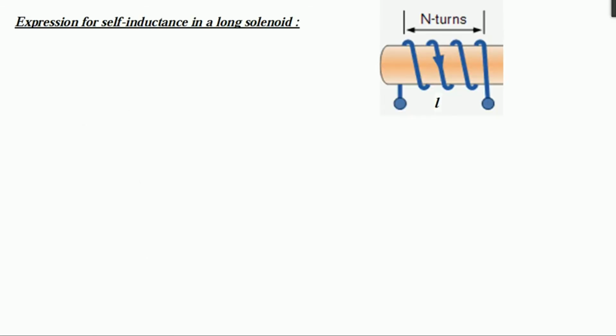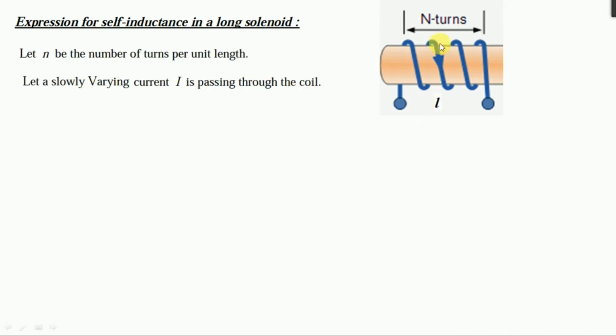Now we will find the expression of self induction of a long solenoid. This is the solenoid we are taking, or we can say it to be an inductor also. It is having N turns and length is L. Let n be the number of turns per unit length, and we are applying a slowly changing current I through the coil. If N is the total number of turns, then the number of turns per unit length is equal to total number of turns by total length. So I can write small n is equal to capital N by L, so your capital N will be small n into L.